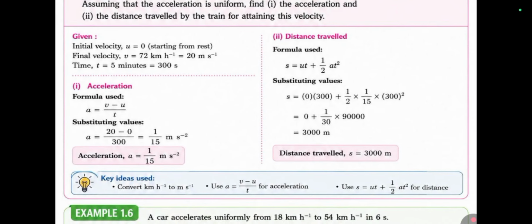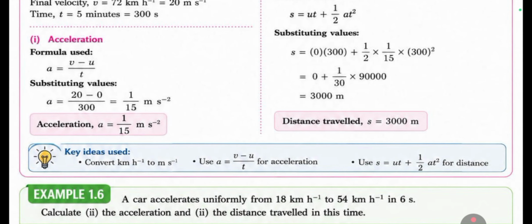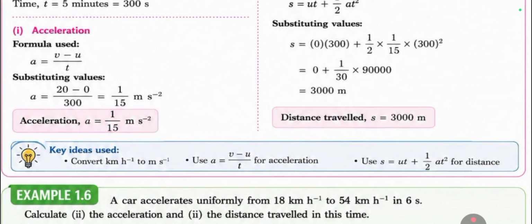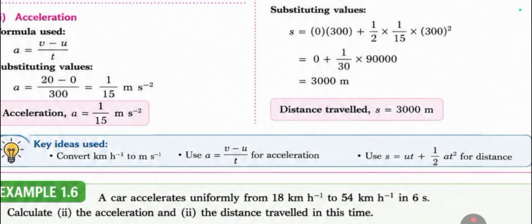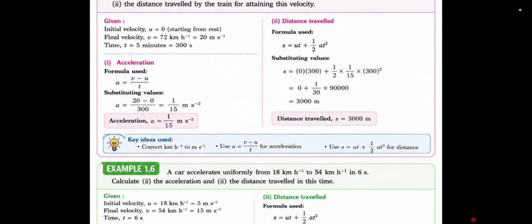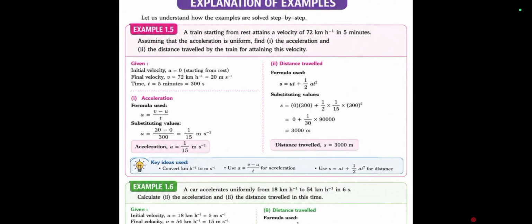Okay, here we have to use these tips. Convert kilometer per hour to meter per second, and find the acceleration a is equal to (v minus u) by t formula, and we have to use the distance formula s is equal to ut plus half at square. So this is the first problem. I hope that all of you understand this problem.